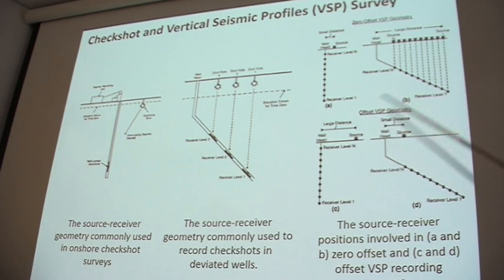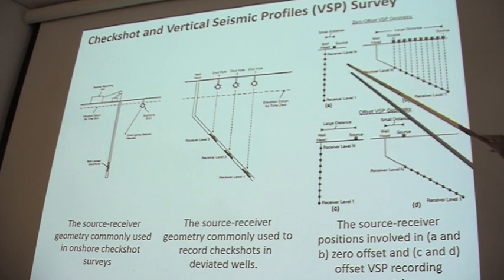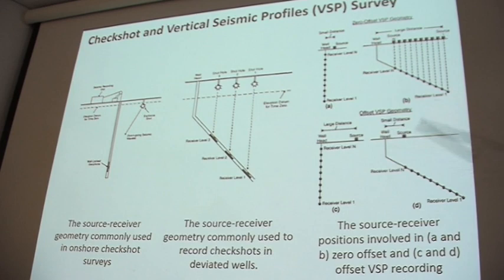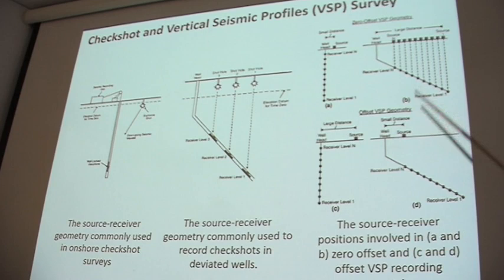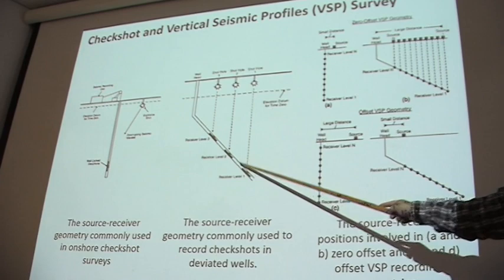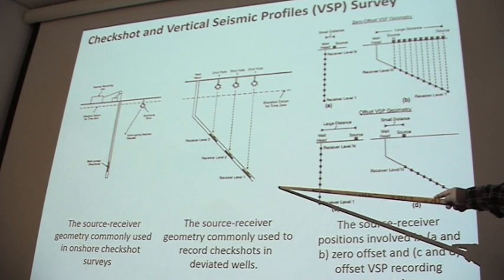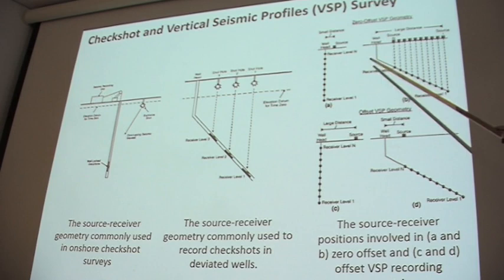So how about in VSP? It's quite the same as here if you see. But if you look at this, it is a lot of receivers along this borehole. So this is a vertical well and this is the deviated well. In this case, if you see here, the resolution is different between this VSP and the check shot. In terms of resolution, this VSP is higher resolution compared to the check shot. But normally they run this VSP not in the whole wellbore, but only in some part. But if it's check shot, it can be run from top to the bottom of your wells.